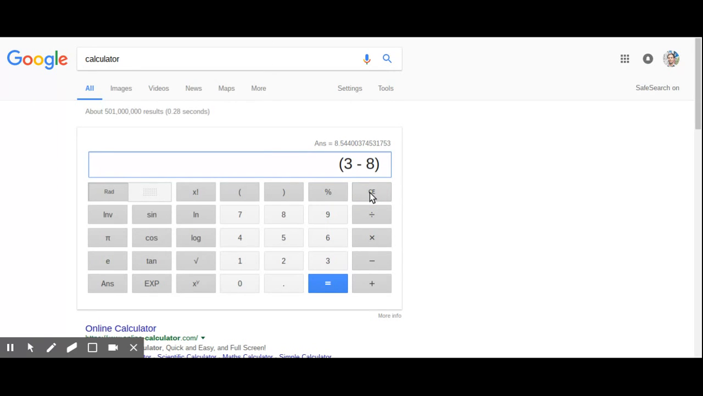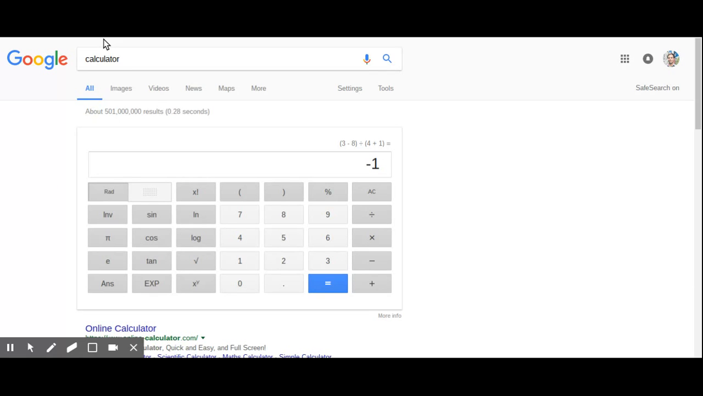3 minus 8. Remember to do the brackets. We need to remember to do the brackets, otherwise using BEDMAS it won't work. And 4 take away -1, which is the same as 4 plus 1. So our answer is -1. So the gradient here is -1. Alright, so we've got our gradient of UW.